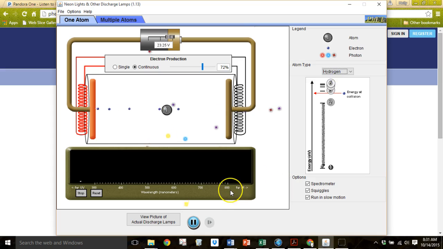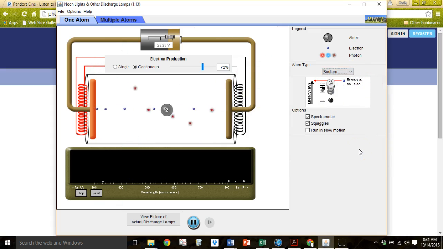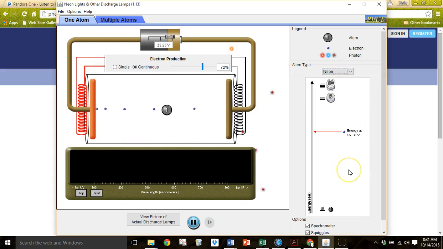So there's hydrogen. I'm going to run this faster. There's hydrogen, and there's mercury to compare. Notice the difference in energy levels this question is asking about. Sodium. And neon. Alright, you should be able to answer number 2.